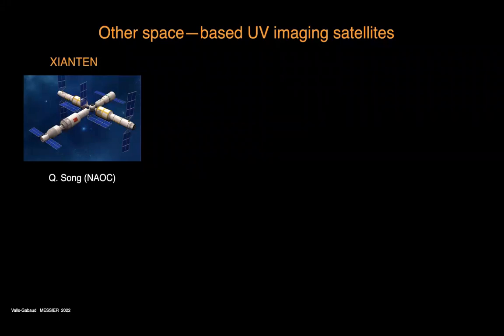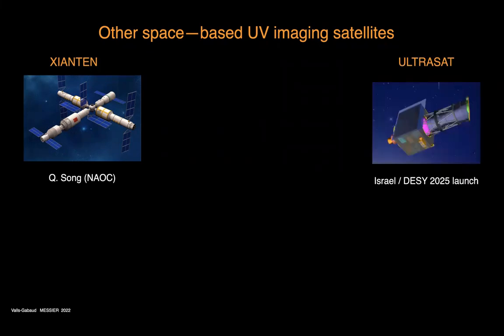One is Jian-10. This will be a Schmidt-like telescope on the Chinese space station. Again, large field of view with spectroscopic capabilities, sort of Chinese HSD, but slightly sensitive to surface brightness. You have Ultrasat. This is an Israeli satellite looking at the 200 nanometer band, looking for the counterparts of gravitational wave events or kilonovae and so on, and this will be launched in 2025.